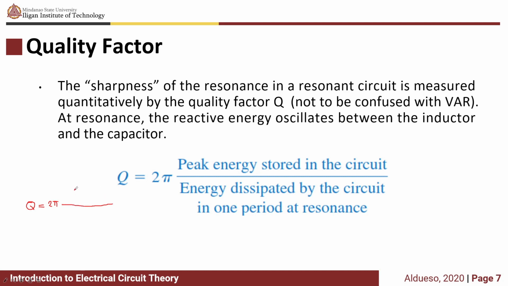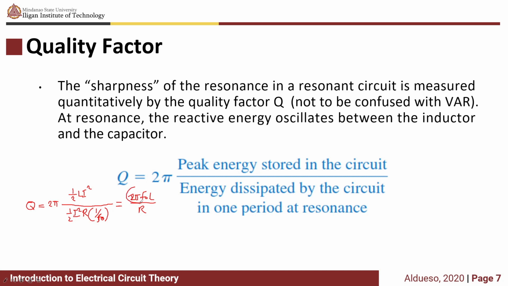We can get the maximum energy stored by using the energy stored in an inductor, so 1/2 L i squared, and then the energy dissipated by the circuit in one period at resonance, so 1/2 I squared times R times 1 over f naught. This is equivalent to 2 pi f naught L over R.